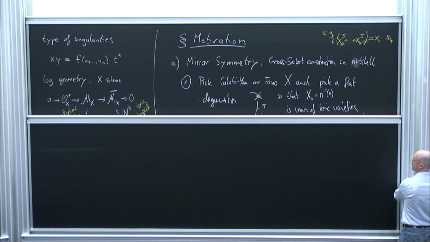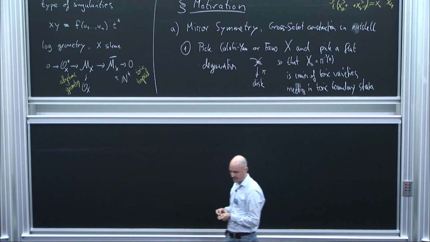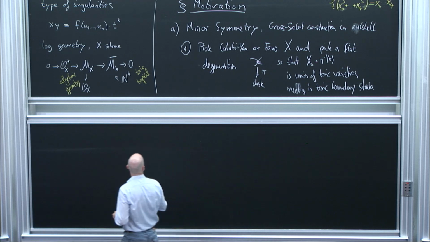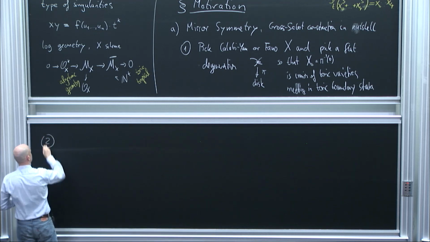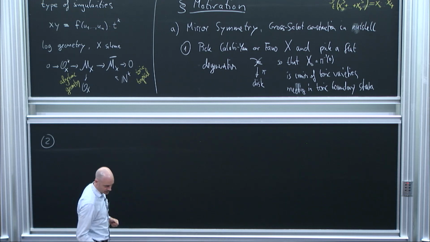Okay, so I promised you this three-step process. I've done the first step. And then there are two more steps. The next step is that you apply a combinatorial duality to the central fiber in this degeneration.